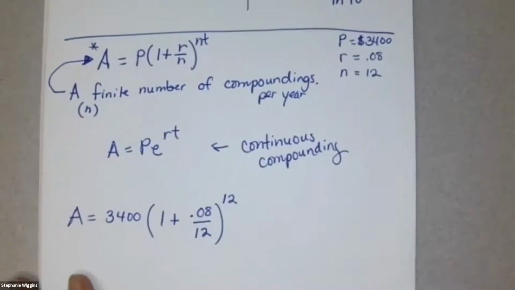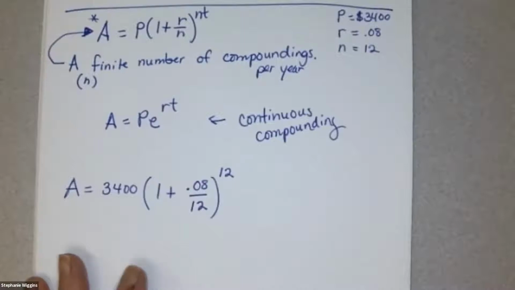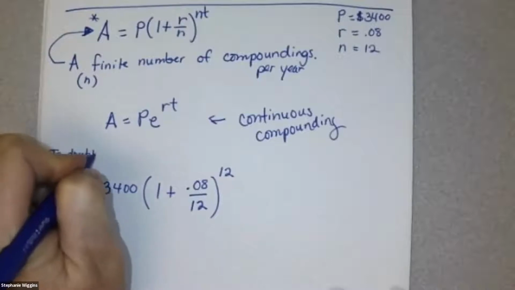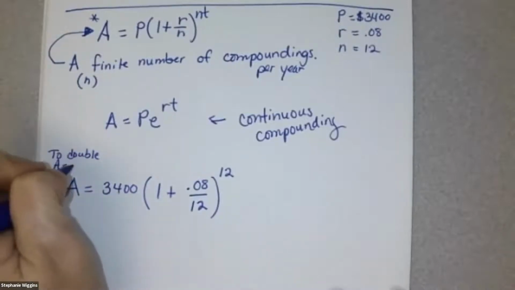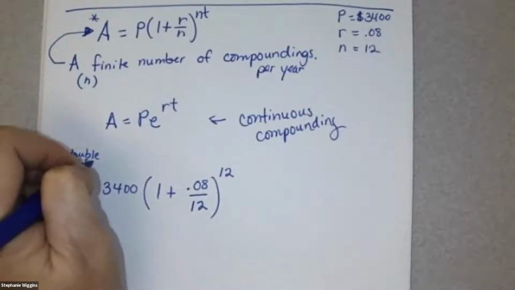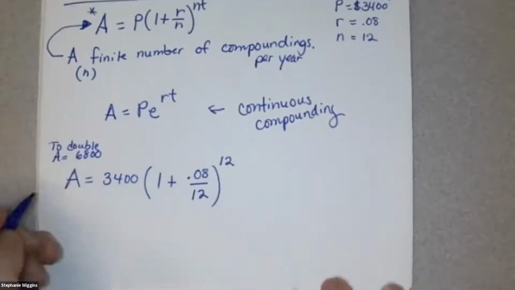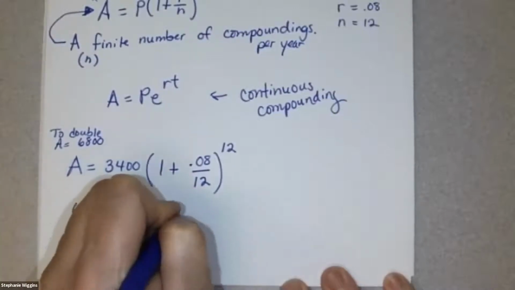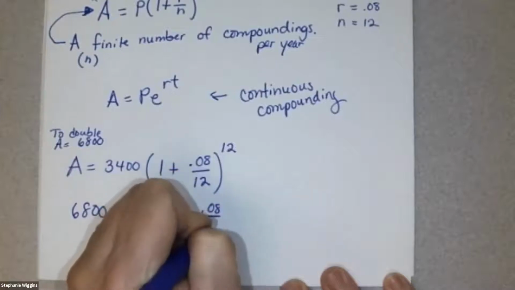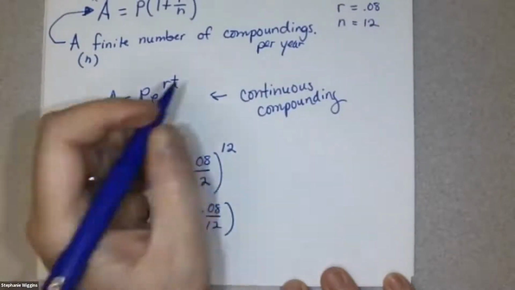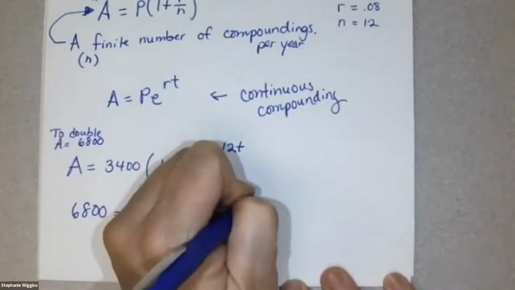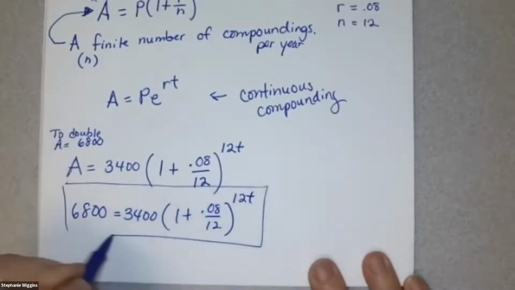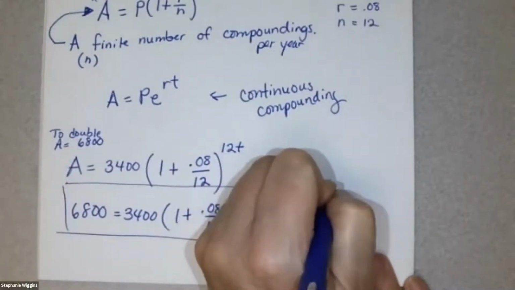So if you go back to our problem, our investment is 3,400. If you want it to double, A has to equal 6,800, right? So you plug in 6,800 equals 3,400 times (1 plus 0.08/12) to the power of 12t. This is the equation we have to solve for t.